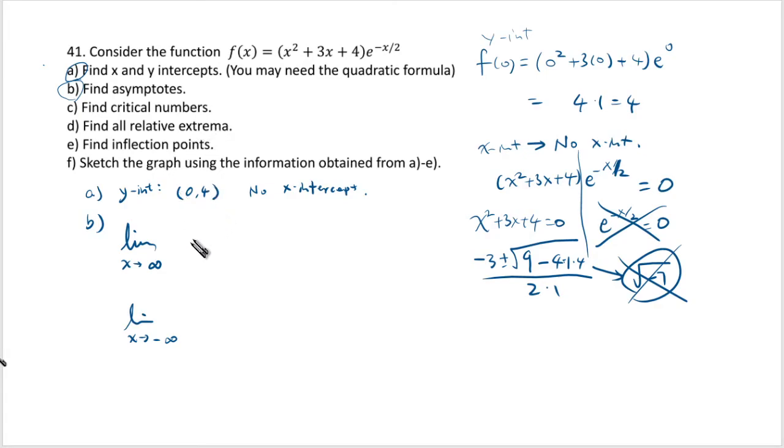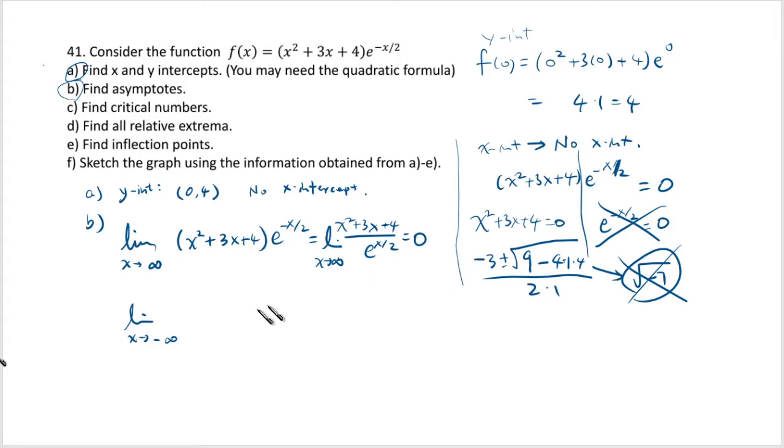Okay. You have x squared plus 3x plus 4 e to the negative x over 2. If you have a negative power, then that's same as being in a fraction. And we learned that exponential functions increase faster than any polynomial, so they'll just become 0. Okay. All right. On the other hand, limit x going to negative infinity.